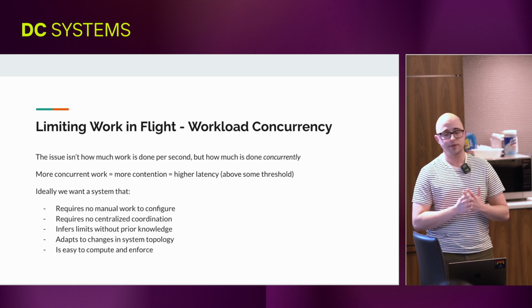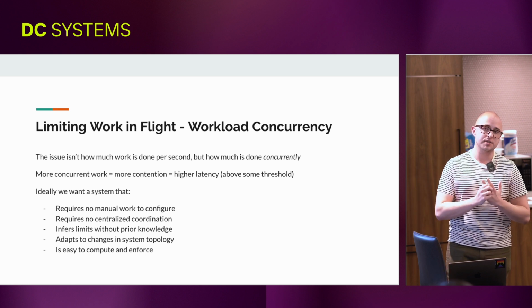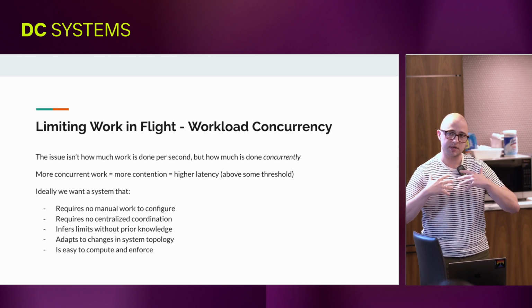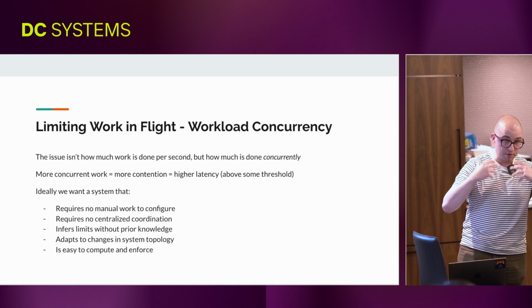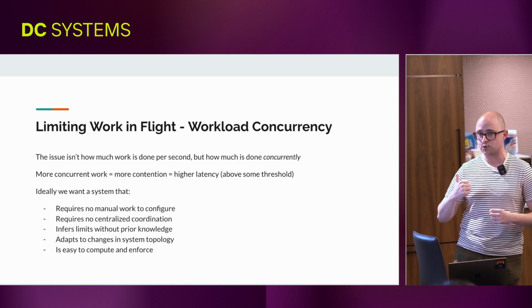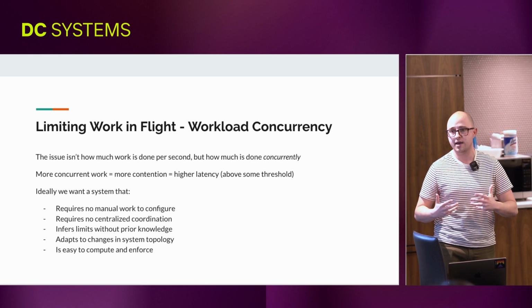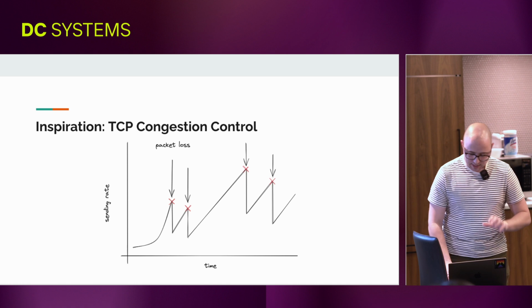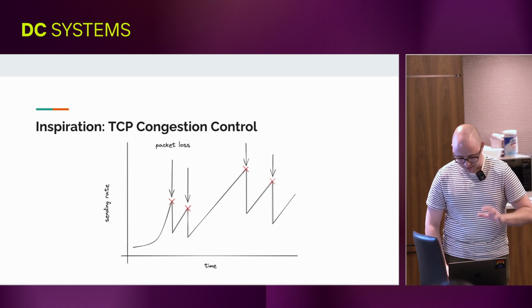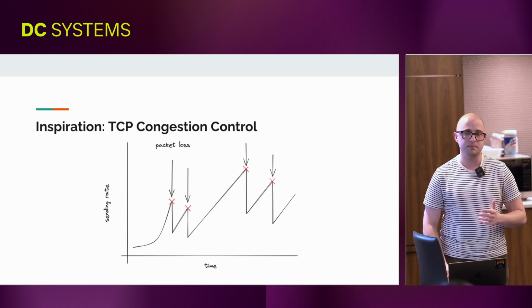We can control the number of concurrent requests in flight and use that as a proxy for latency, because above a certain level, latency will increase due to sharing. So we should be able to learn what that limit is without having to manually tune it. If you know networking, this has been done since the 80s in TCP.